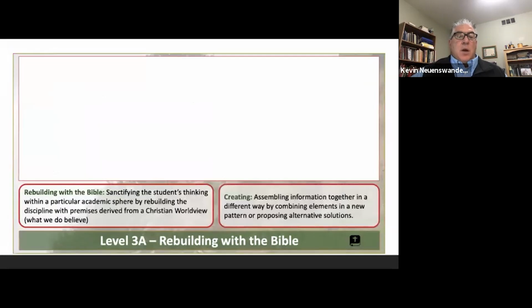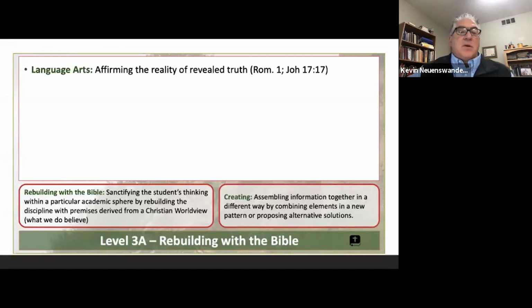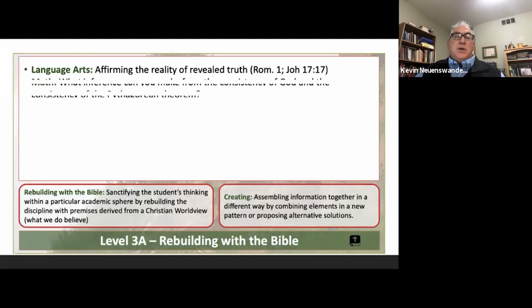So let's go into rebuilding with the Bible. Sanctifying the student's thinking within a particular academic sphere by rebuilding the discipline with premises derived from a Christian worldview. What we do believe. The other was what we don't believe, and this is what we do believe. So you're creating, assembling information together in a different way by combining elements in a new pattern, proposing alternative solutions. Some examples: language arts, affirming the reality of a revealed truth. So telling what we do believe.